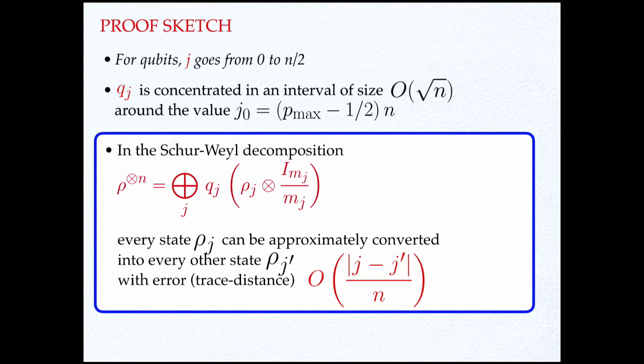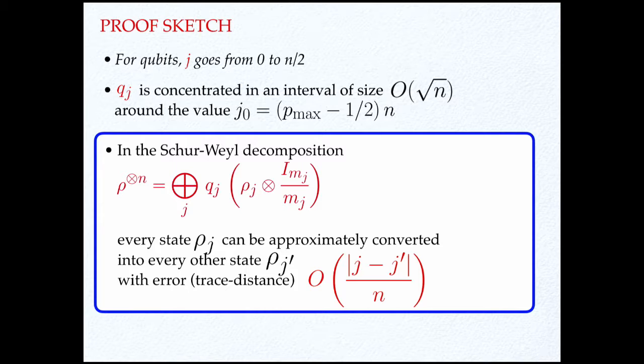And now the key idea here, the key innovation that came with this new result, is that when you decompose a qubit state in this Schur-Weil decomposition, the states that you get in two blocks with values of j that are close enough are equivalent to each other. So you can interconvert the states rho j with the two different values of j, j and j prime. You can interconvert them with an error that is at most j minus j prime divided by n. So pretty much as the angular momentum is not too different, the states that you have in these blocks are giving you the same information, up to a small error.